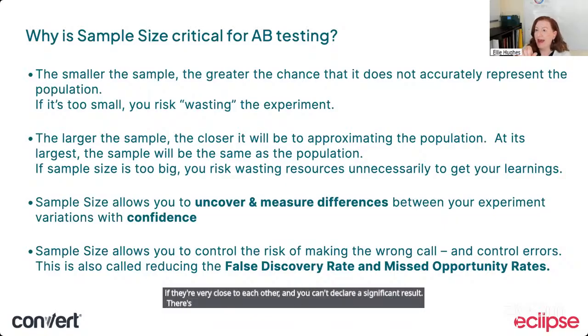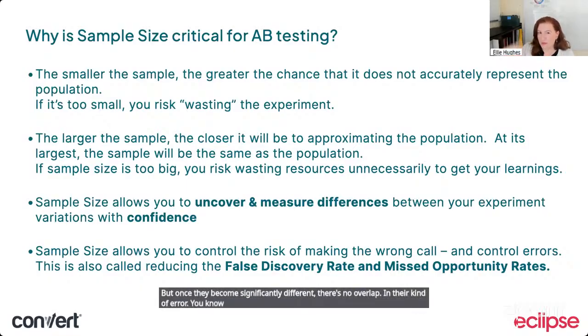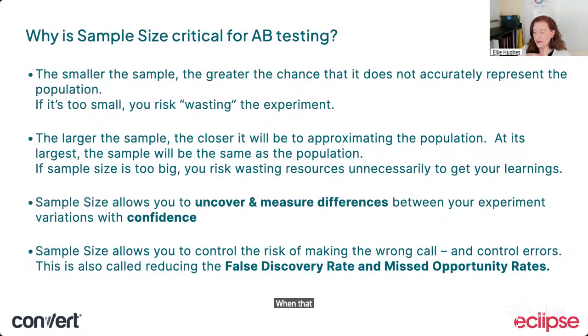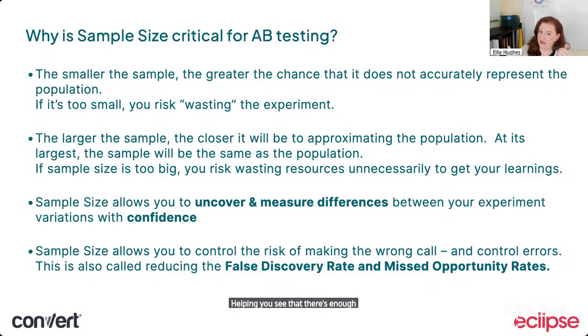There's no evidence to reject the null hypothesis. But once they become significantly different, there's no overlap in their error. You know, when you drew box plots at school and you'd have the X's at the top and bottom, they would slowly move far enough away so even the X's won't overlap each other. When that happens, that's what the confidence interval is helping you to detect. It's helping you see that there's enough of an interval between the two experiment results.